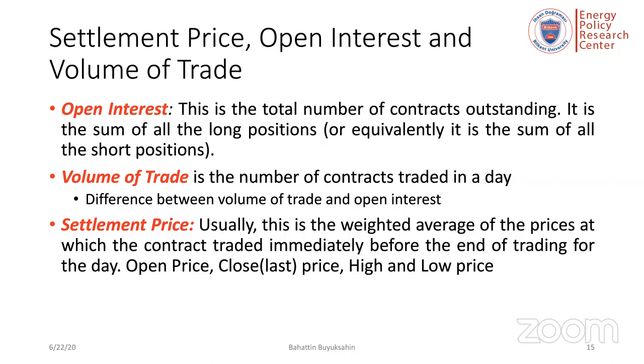When you define settlement price, on the other hand, this is the weighted average of the price at which the contract traded immediately before the end of trading for the day. For example, for the WTI contract, it is the price weighted average of the last 3 minutes. This can be different from the last price. Last price is basically the last trade, but this is the last 3 minutes.